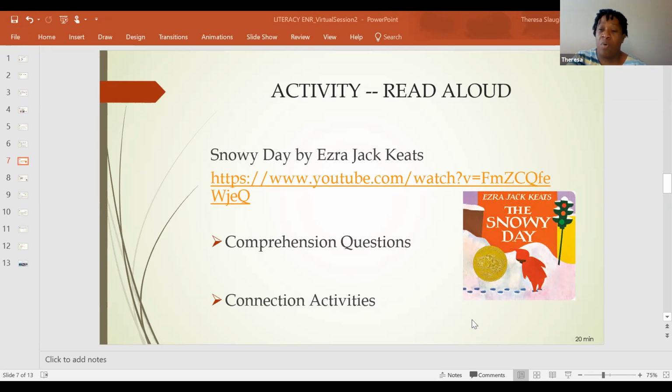So your comprehension questions are going to be questions that you pull from the story to check for understanding. As I said, it's going to be tailored to the kids that you're working with. For 4th and 5th graders, it's going to be more thought-provoking questions, maybe inference questions. They have to infer by using the story itself.